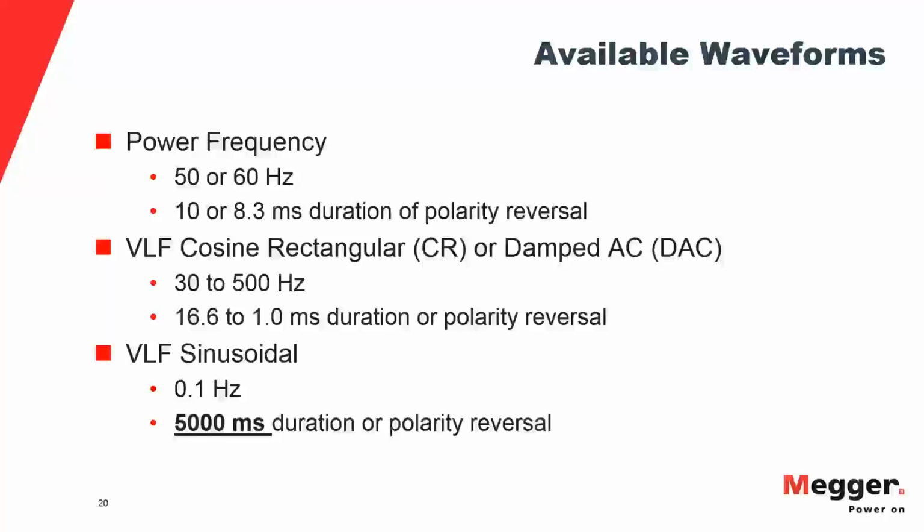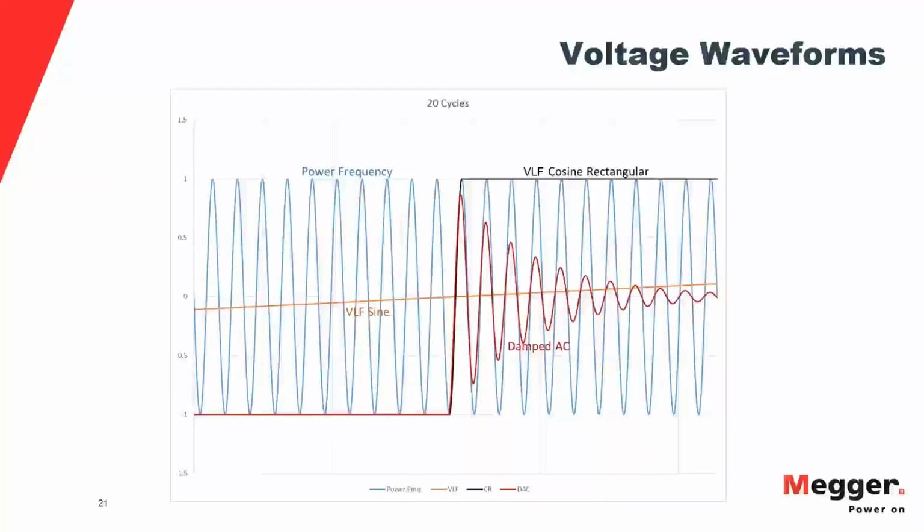To characterize the waves, power frequency at 50 hertz has a 10 millisecond, and at 60 hertz an 8.3 millisecond duration of polarity reversal. That's the time it takes to go from a positive peak to a negative peak. A VLF cosine rectangular or damped AC operate in the range of 30 to 500 hertz, which corresponds to 16 down to 1 millisecond for duration of polarity reversal, or within about 1 order of magnitude of power frequency. And the frequency that these two technologies operate at is dependent on the length of the cable.